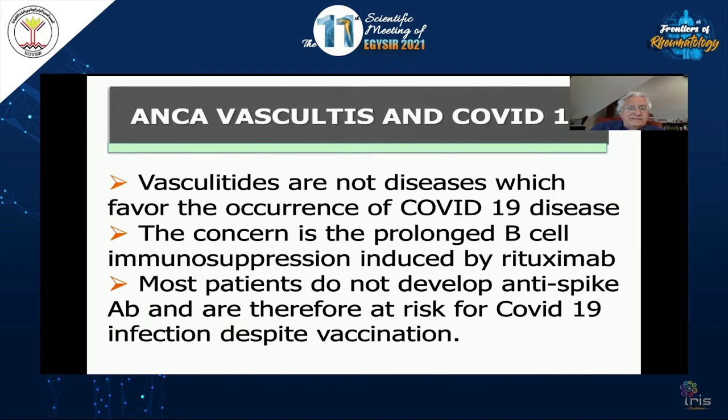One slide on COVID-19. Vasculitis are not associated with COVID-19. Very few patients have developed vasculitis after infection, and our patients with vasculitis did not develop more COVID-19, except, of course, in case of immunosuppression. The concern now is that we treat our vasculitis with a prolonged B-cell immunosuppression, rituximab, and we know that the patients do not develop antibodies after vaccination, and it can be a risk for the patients also to develop severe disease manifestations of COVID-19 if they are contaminated.